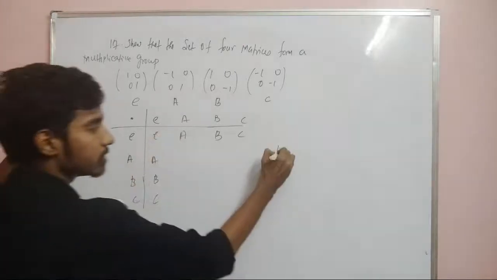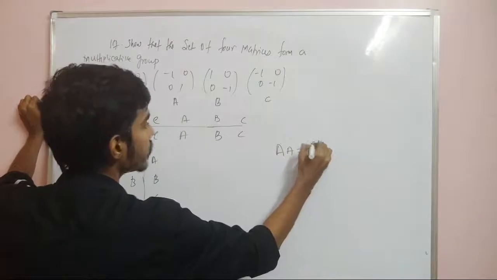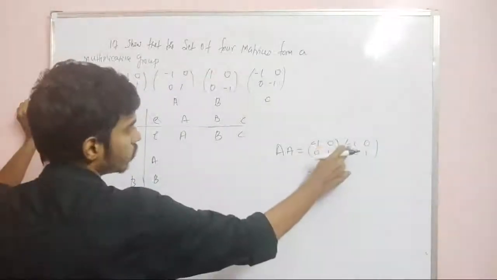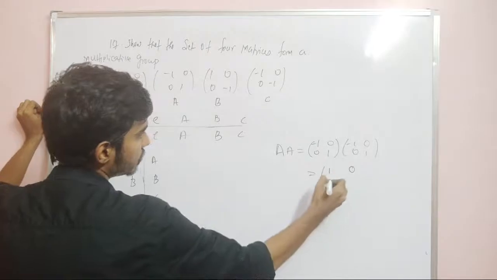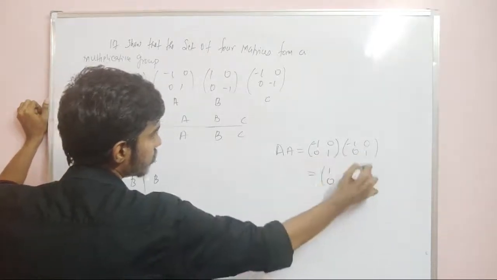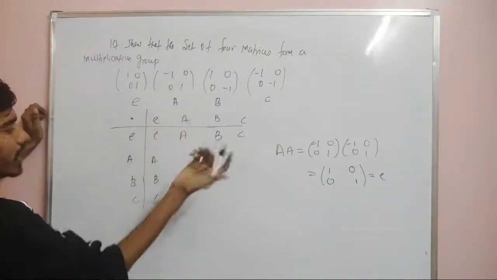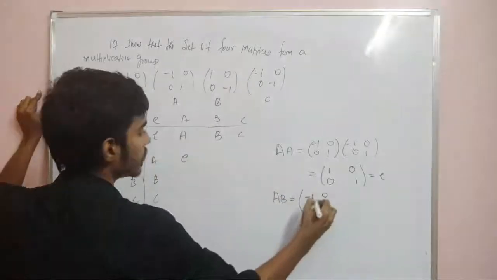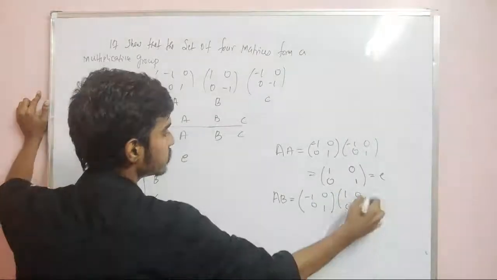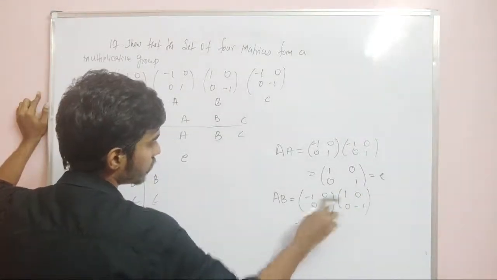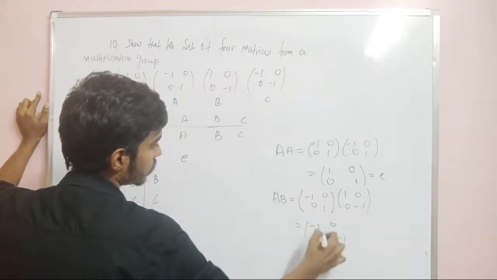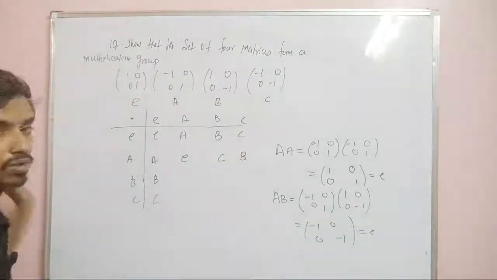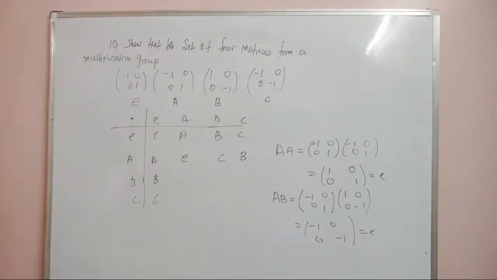And what will be A into A? A is [-1 0; 0 1], so A into A is normal matrix multiplication: minus 1 into minus 1 is 1, the off-diagonal entries are 0, and the last entry is 1, which is E. Similarly you find A into B. A is [-1 0; 0 1] and B is [1 0; 0 -1], so the product is [-1 0; 0 -1], which is C. The element left is B. Similarly you can fill up the whole Cayley's table.